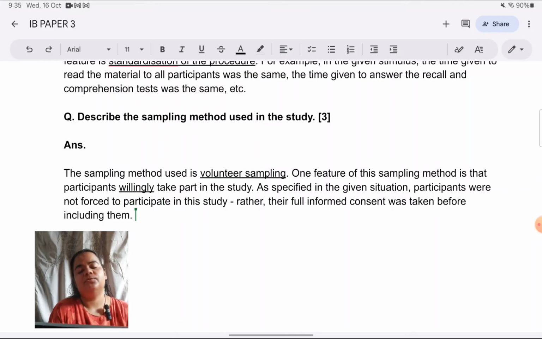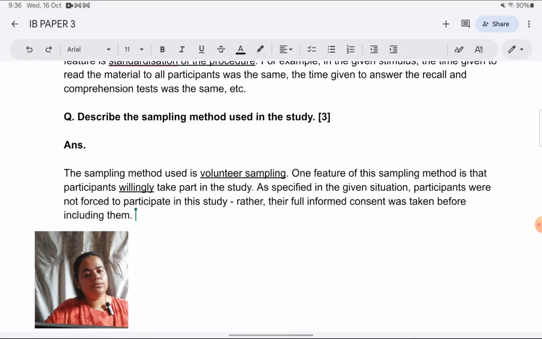Another feature of a volunteer sample is that there is some sort of announcement made or advertisement given, and then people come in response to that advertisement. Only I don't think I'll be able to contextualize it well because I'm not sure here where they announced the study or where they asked participants to come forward for the study. So that is a point I'm avoiding.